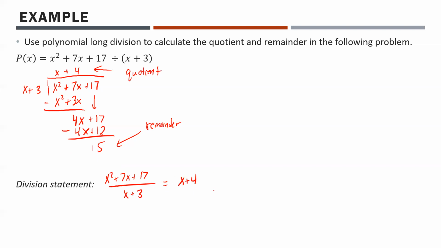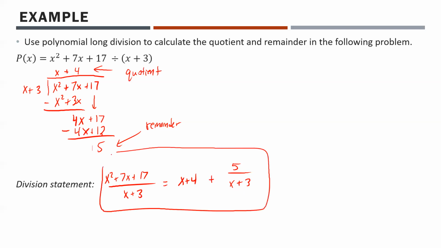That was our answer there, plus the remainder over whatever you were dividing by. So this will be plus 5 over x plus 3. And that's it. That's our division statement right there. That just shows us that if we were to divide this polynomial by this binomial, we'd get x plus 4 plus this little bit of a difference in here as well.